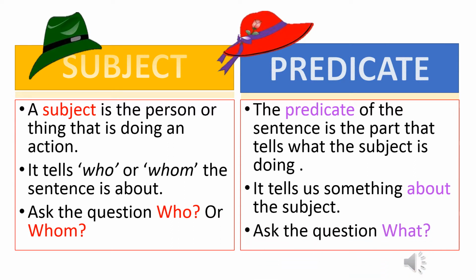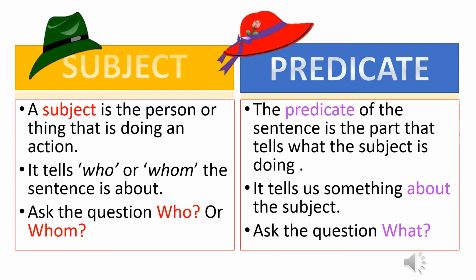Now, students, let us see what Mr. Subject and Mrs. Predicate are doing. Let us see what is a subject. Subject is the person or thing that is doing an action. It means it can be a noun or a pronoun too. It tells who or whom the sentence is about. Here you need to ask the question who or whom.